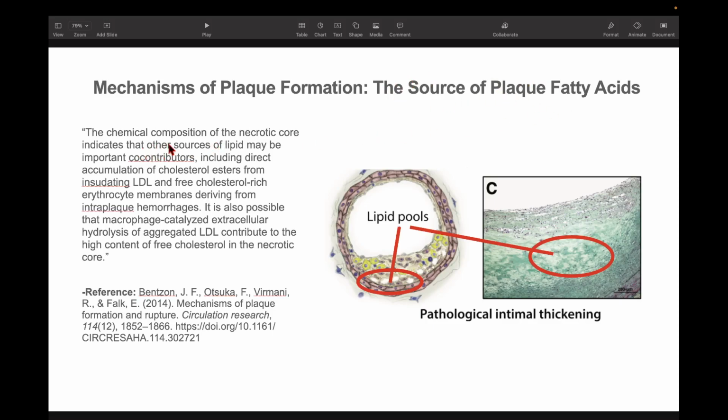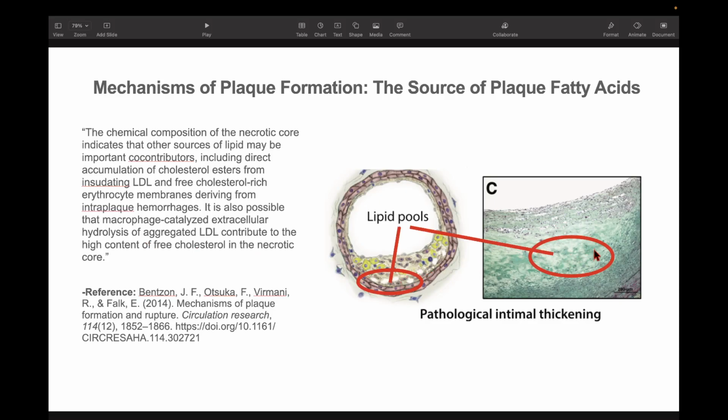So what they say is the chemical composition of the necrotic core indicates that other sources of lipids may be important co-contributors, including direct accumulation of cholesterol esters from insudating LDL and free cholesterol-rich erythrocyte membranes deriving from intraplaque hemorrhages. It's also possible that macrophage catalyzed extracellular hydrolysis of aggregated LDL contributes to the high content of free cholesterol in the necrotic core. So they call this the necrotic core.